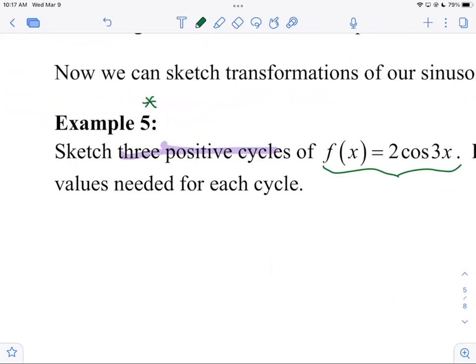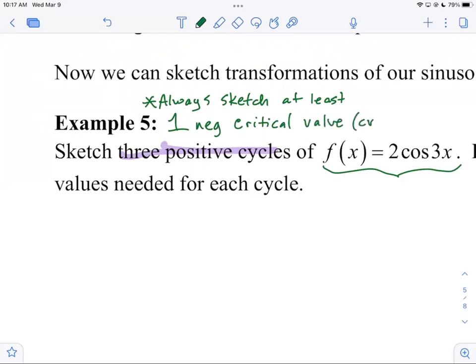I'm always going to want you to do this. Always sketch, at a bare minimum, 1 negative critical value. I'm going to call those CVs. The reason we always want at least 1 negative critical value is that it guarantees that when we sketch it, we show it crossing the y-axis. And when we get to the word problems, like tomorrow with the intern, that's going to be your initial value. When it crosses the y-axis, that's when time t equals 0. So that's the starting value, the y-intercept.